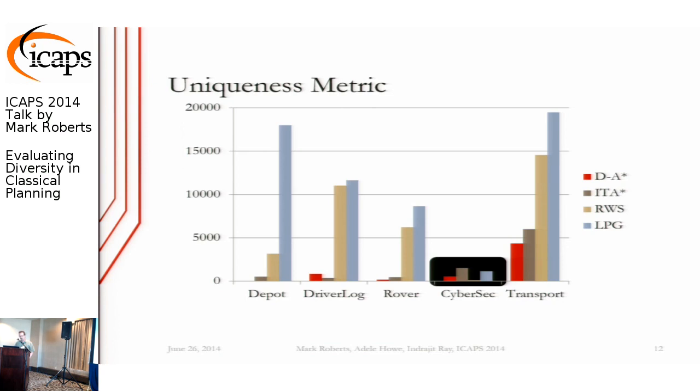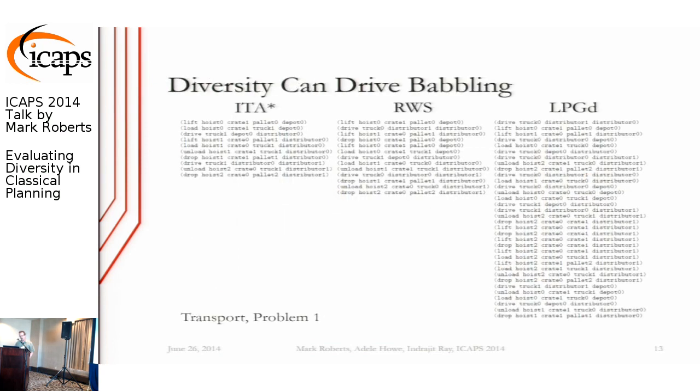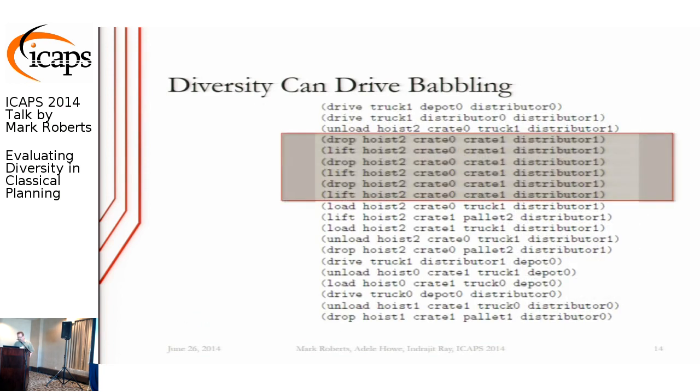But I mentioned this idea of parsimony, and here is the first solution from transport from each of these 3 algorithms. You can see inside of LPG, there are these repetitive action sequences, which look ridiculous to a human, right? One of the things that you want from the consumer of the plan is that it's sensible, right?